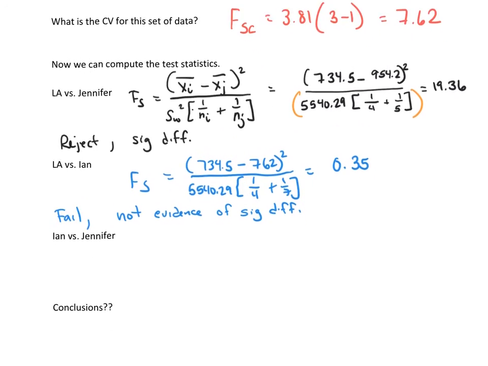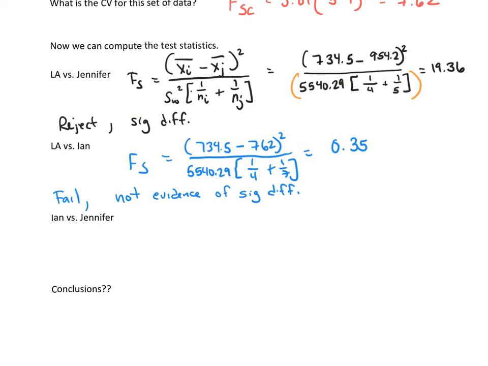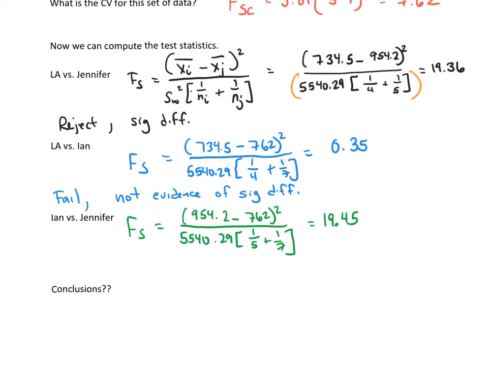Okay, as for Ian and Jennifer, we'll do the same thing. We'll see if they reject. So Jennifer, and it doesn't really matter which one comes first, I'll put Jennifer first. 954.2 minus 762 squared, all over 5540.29 times 1 over 5 plus 1 over 7. So if I've done this correctly, I get 19.45. So that is another reject. So this pair of means is also significantly different.